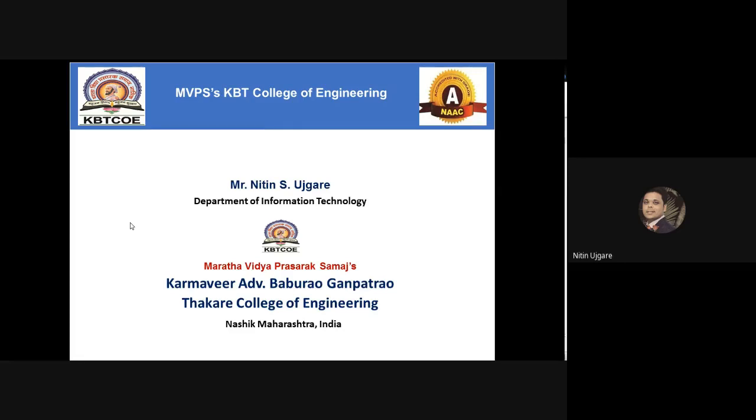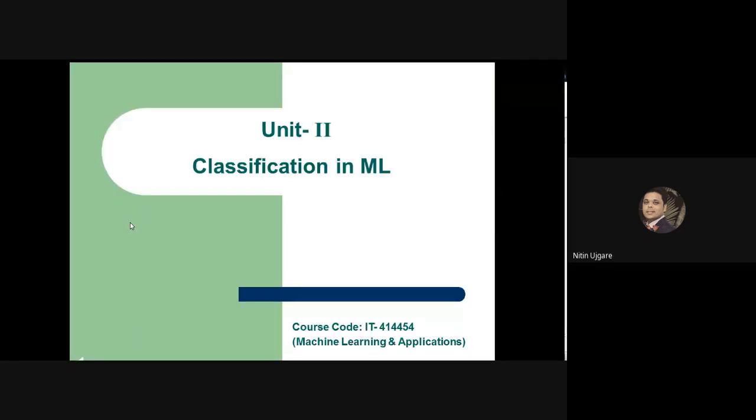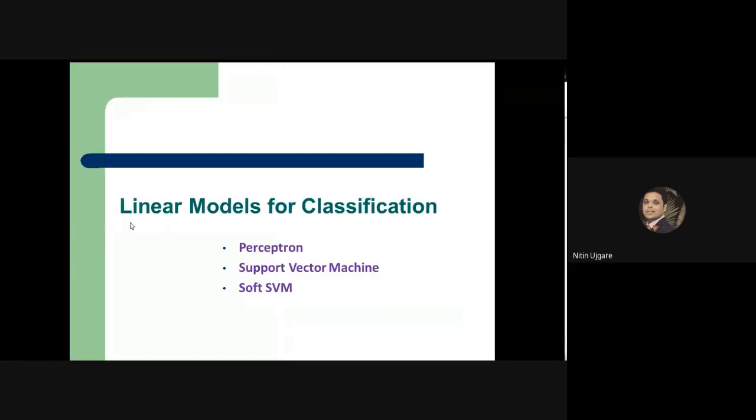In today's session, we'll talk about linear models for classification. The name of this unit is machine learning classification, the different classification algorithms, and how classification is achieved. As a part of this, what are the different linear models? Linear models are also referred to as geometrical machine learning models.